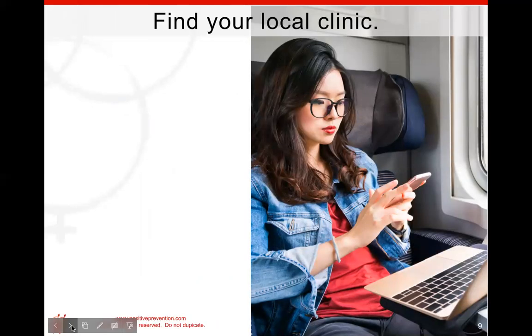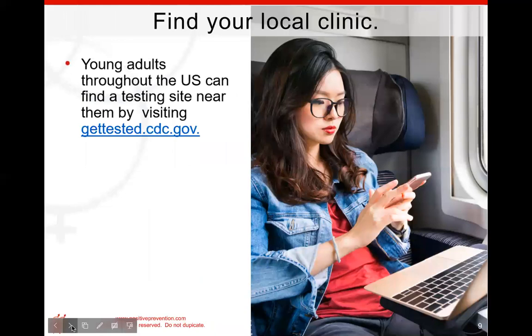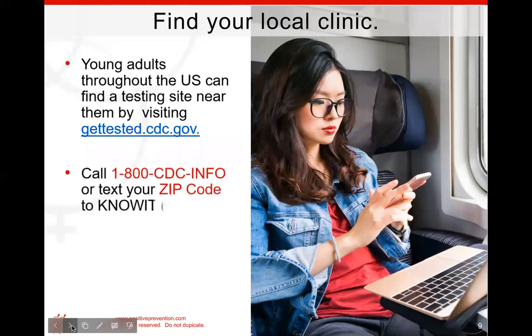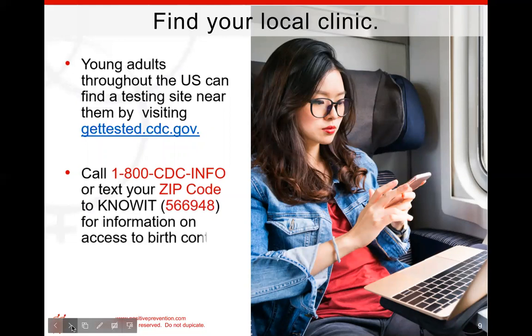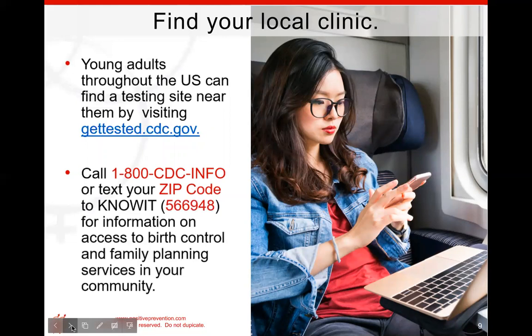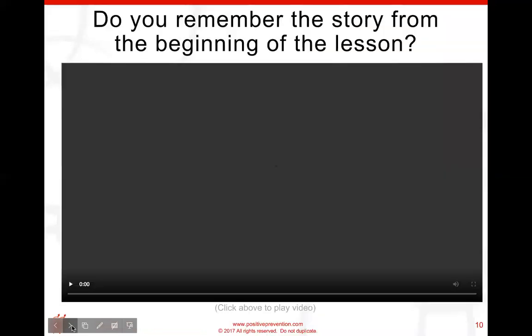So to find your local clinic, young adults throughout the US can find a testing site near them by visiting gettested.cdc.gov. You can also call 1-800-CDC-INFO or text your zip code to Know It, which is 566948, for information on access to birth control and family planning services in your community.